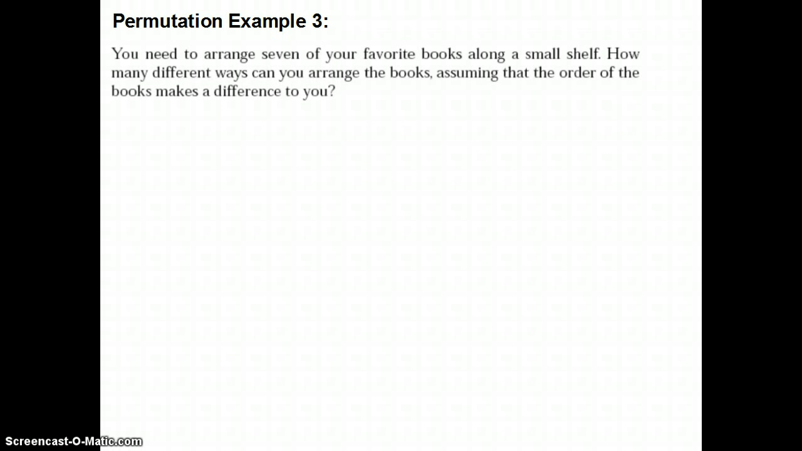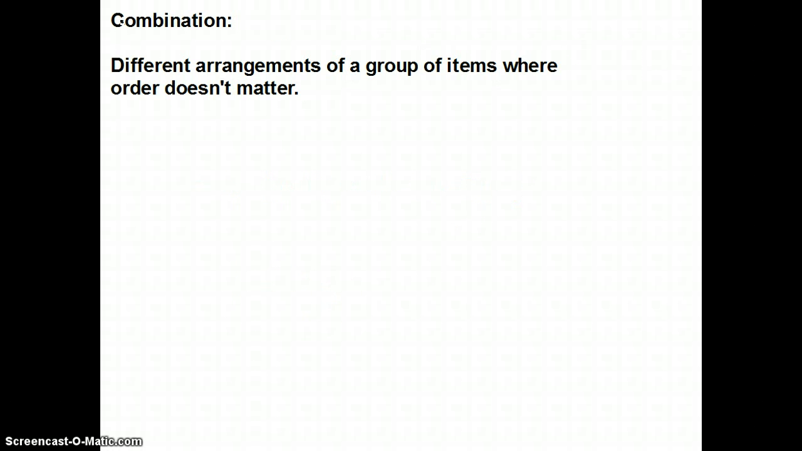All right, this next one, you need to arrange 7 of your favorite books on a small shelf. How many different ways can you arrange the books, assuming that the order of the books makes a difference to you? This is getting to be easy, right, guys? Multiply. All right, let's move on to the next problem here.